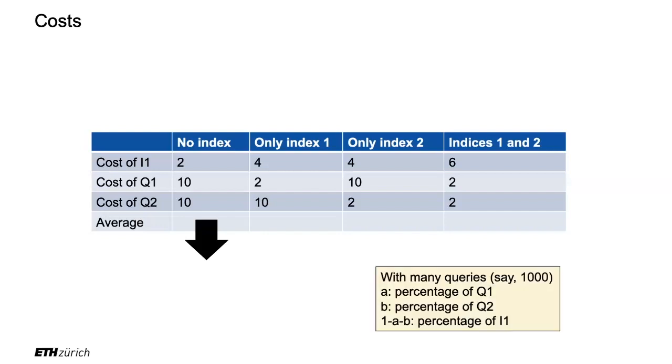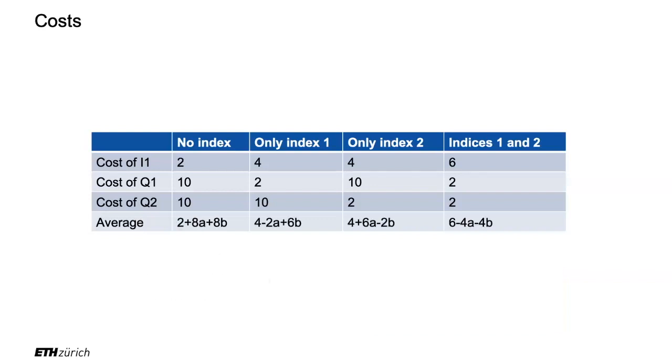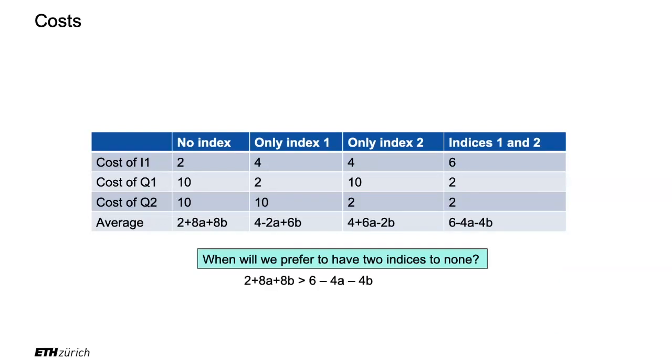And then you can compute an average, and you can feed in the percentages, right? Imagine that you have A% of Q1 and B% of Q2. Then you have 1 minus A minus B, right? I'm just assuming I'm expressing my percentages as doubles between 0 and 1. So it's 1 minus A, 1 minus B, and then you just do the math, right? You can compare the values like this, and then you can conclude that, for example, if A plus B, the proportion of queries, is more than 33%, so one third of the time you have your queries, then it's worth having the indices, right?